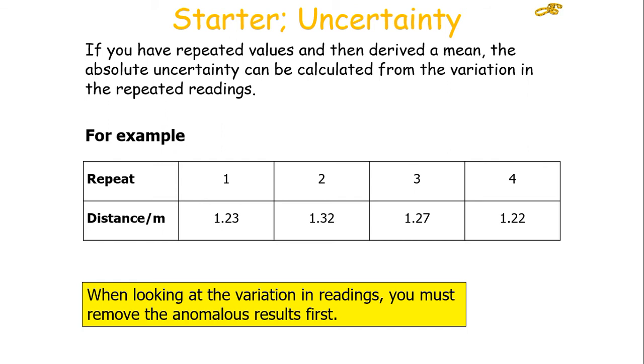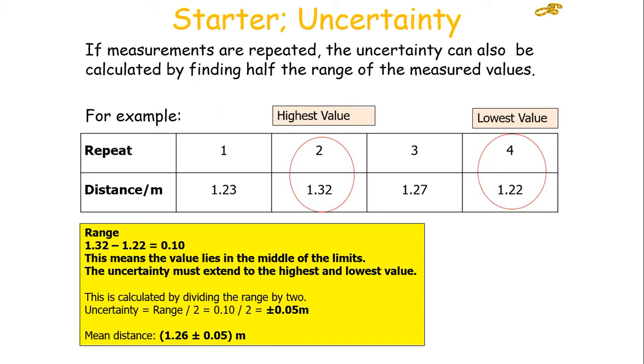So when looking at the variations in reading, you've got to remove the anomalous results first. Then what you do is you find the range. So you take your biggest value, you take your lowest value, you subtract one from the other, and that is your range. Now this means the value must lie within the middle of these limits, and the uncertainty must extend to the highest and lowest value. So this means we can work out the absolute uncertainty by taking the range and dividing it by 2. So in this example, the range is 0.10, we divide it by 2, so it's plus or minus 0.05.